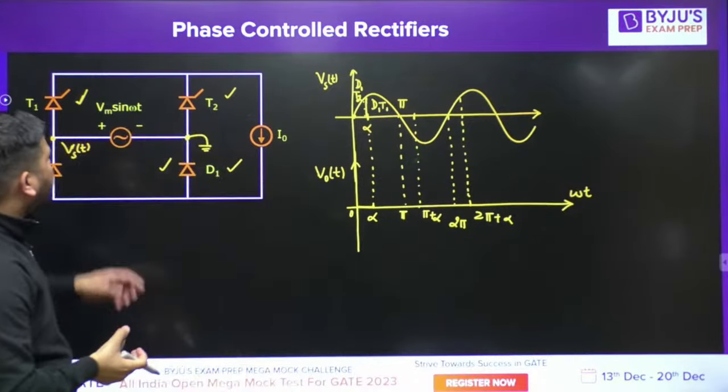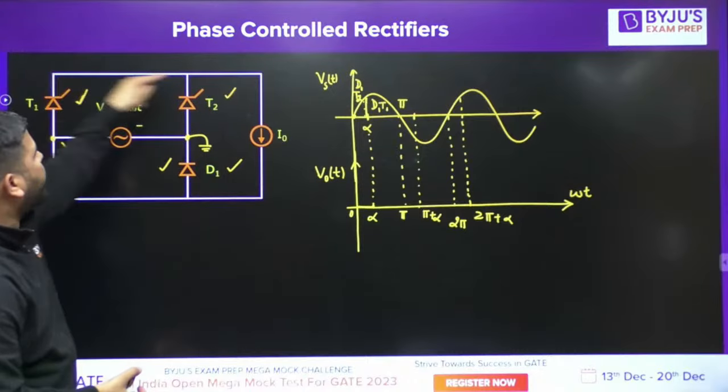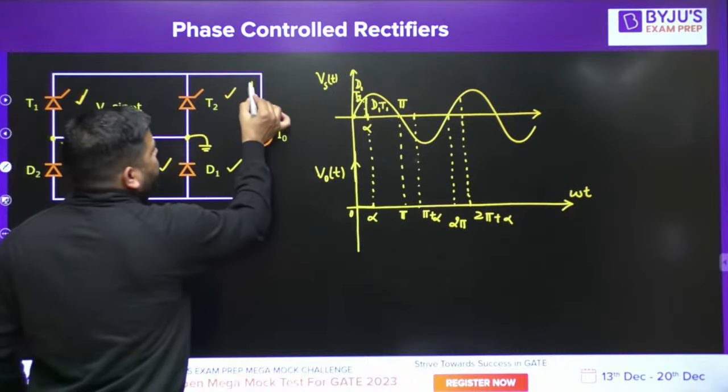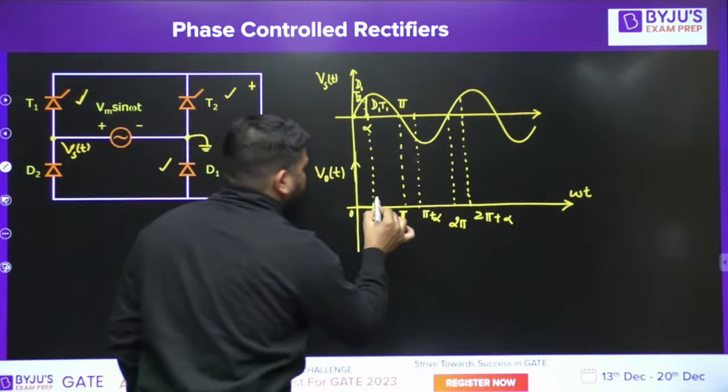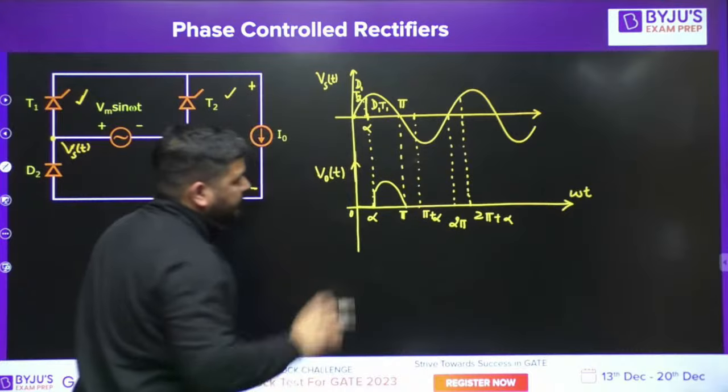If D1, T1 are conducting, then the output voltage will be same as the supply voltage. This point is shorted here and this point is shorted here. So you can say that the output voltage will be same as the supply voltage. From this point onward, the output voltage will be same as the supply voltage up to pi.